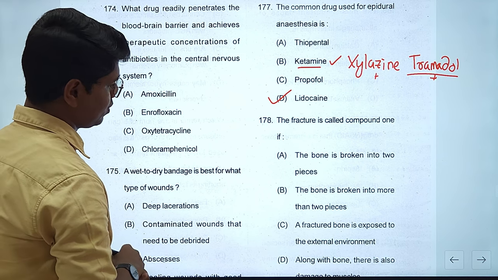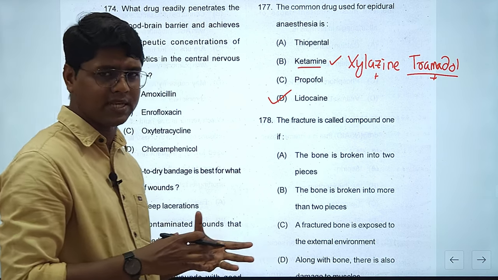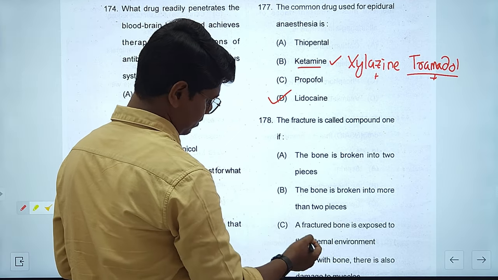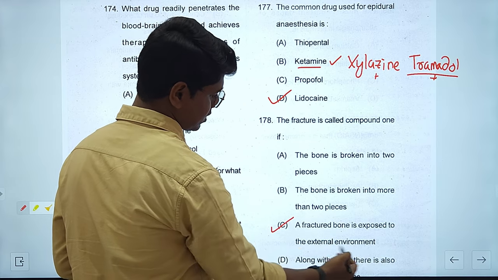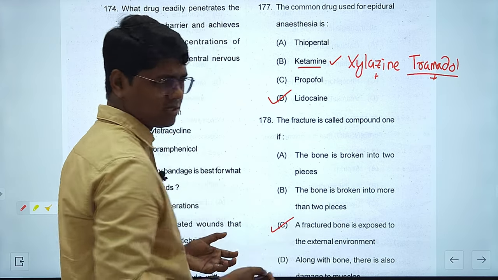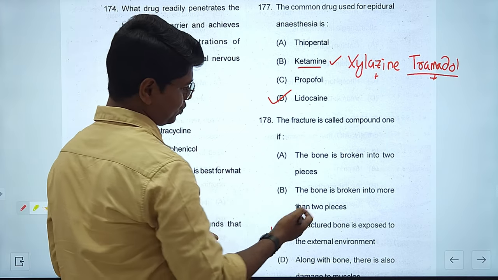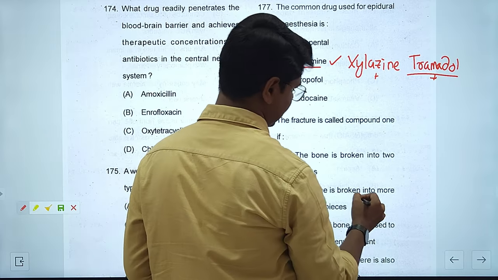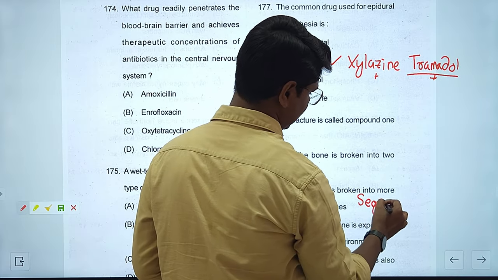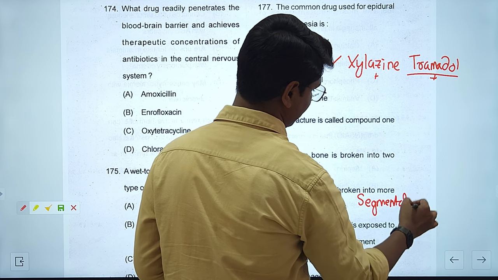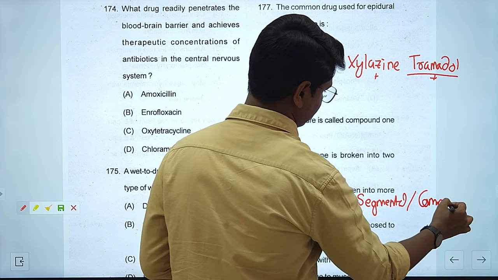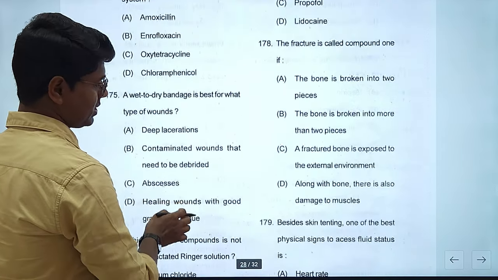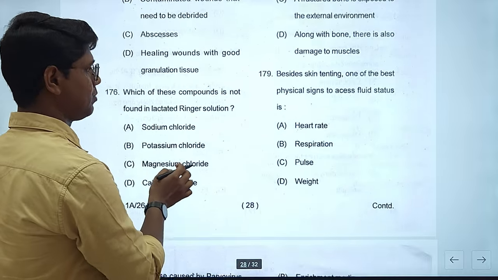The fracture is called compound one. It means there will be a breach in the skin. The fragment will be exposed. So the broken bone is exposed to the external environment. If the bone is broken in two pieces and not exposed, it is a simple fracture. If the bone is broken into more than two pieces, it may be segmental, where it has three segments, or mostly it is a comminuted fracture. The D option is damage along with bone, nothing, simple fracture.